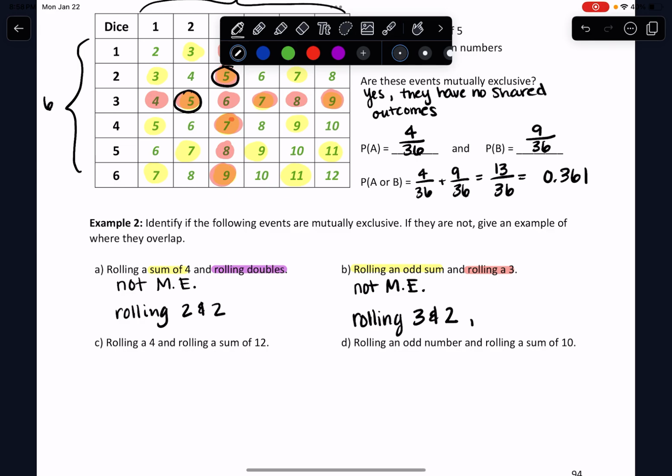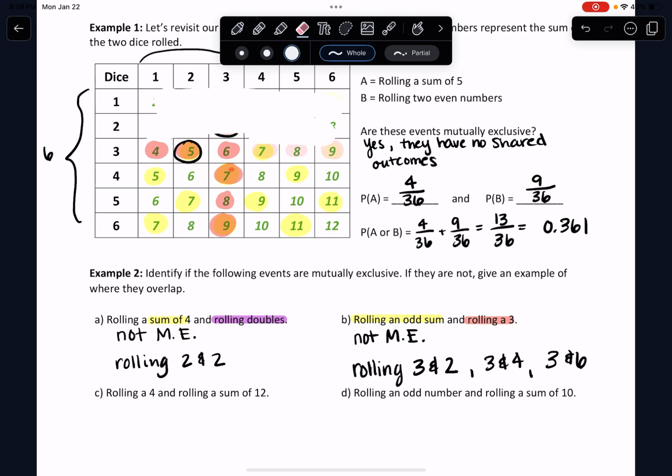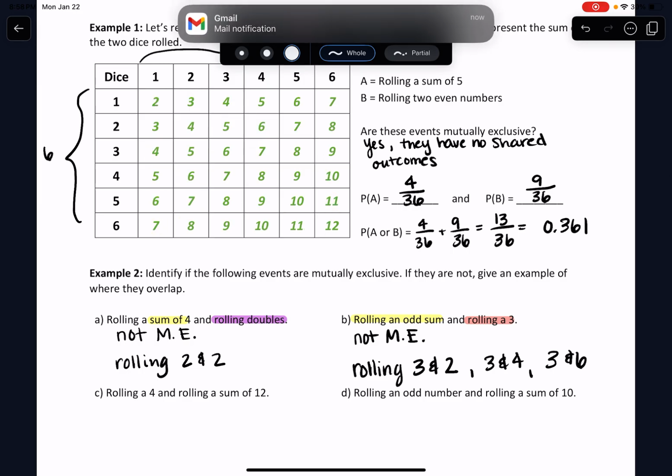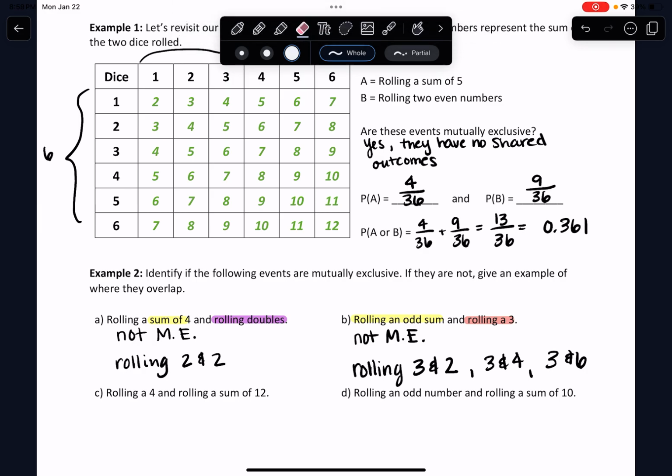That's just one example. You could also say rolling a 3 and a 4, or a 3 and a 6. Any one of those violate our mutually exclusive rule. So I'll go ahead and clear the table again. And why don't you go ahead and try C and D on your own, and then go back and check it for yourself.